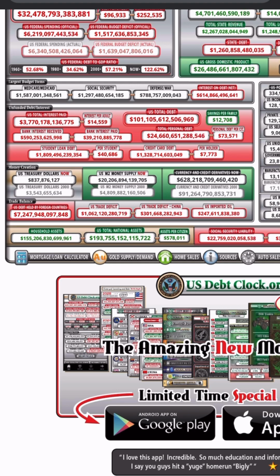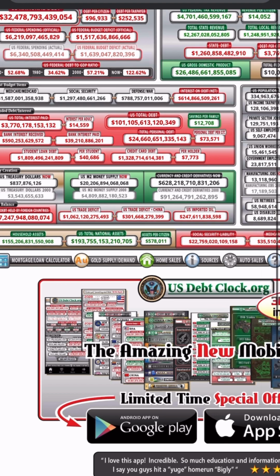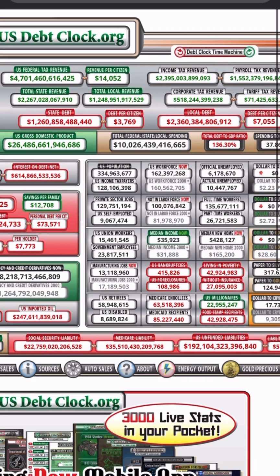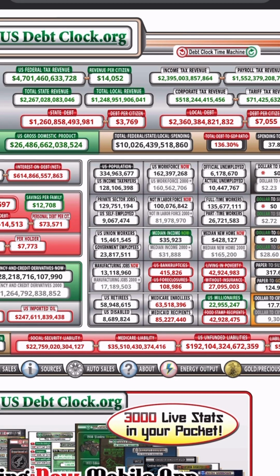Then let's go to the right-hand side. Guys, this is the U.S. federal tax revenue collected. It's been increasing, 4.7 trillion collected. Payroll tax, corporate tax, duties, excise tax, all that's collected through the federal government. And then you have the state revenue, tax, license fees, everything that's collected through the states, $2.2 trillion, and all these other numbers to look at.